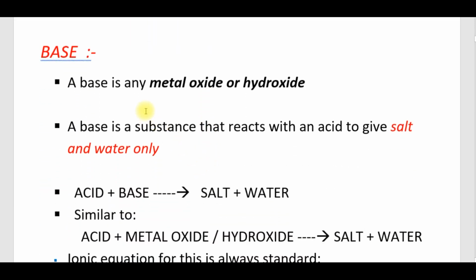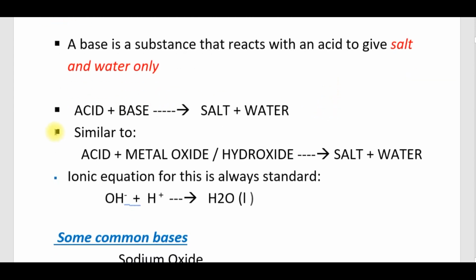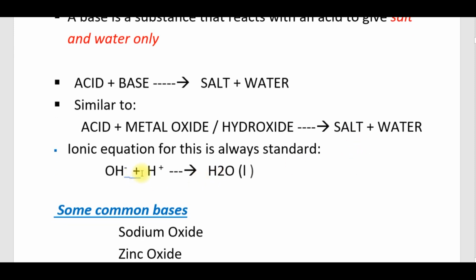Actually, a base is any metal oxide or hydroxide, or a base is a substance that reacts with an acid to give salt and water only. We know that if an acid and a base combine together, they will give out a salt and water. Similarly, I can say that acid plus a metal oxide or hydroxide, base meaning it may be a metal oxide or hydroxide, can give the corresponding products, that is, salt plus water. And the ionic equation for this is always standard.